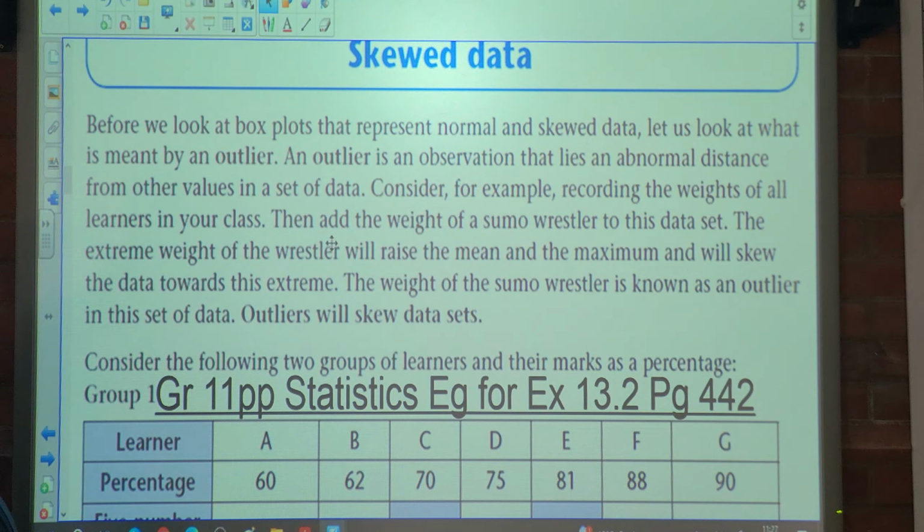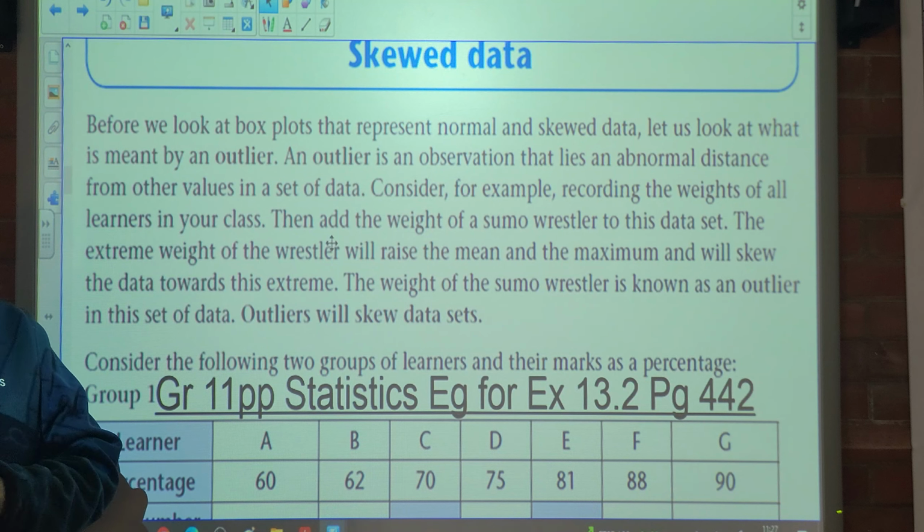The extreme weight of the wrestler will raise the mean and the maximum and will skew the data towards the extreme. The weight of a sumo wrestler is known as an outlier in this set of data. Outliers will skew data sets.